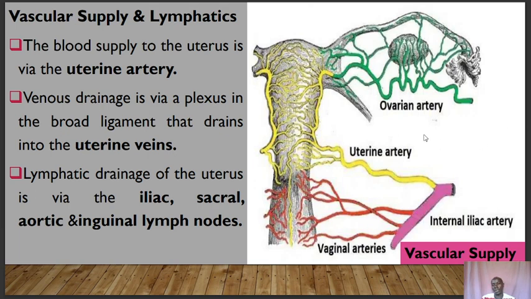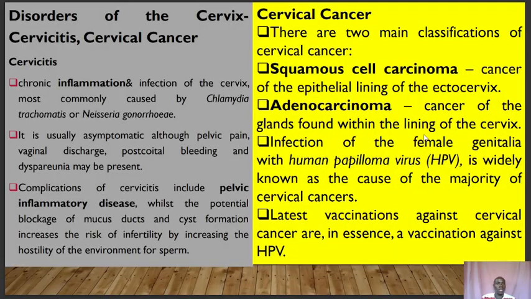Okay, so we have disorders of the cervix, and we could have cervicitis and cervical cancer, which are the most common ones. Cervicitis is chronic inflammation and infection of the cervix, and it's mostly caused by these two species, Chlamydia trachomatis and Neisseria gonorrhoeae.